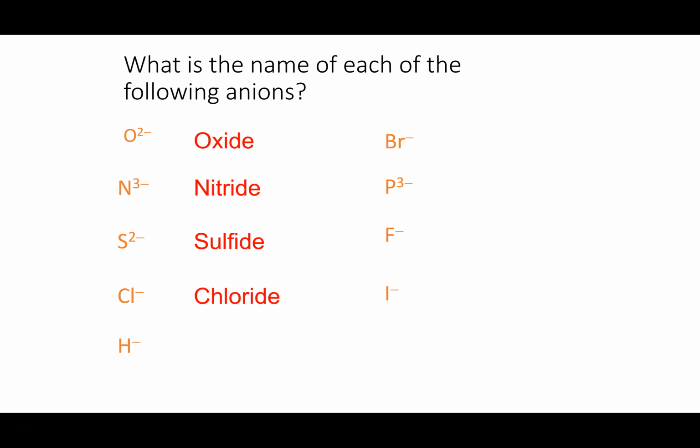So Kate, H stands for? Hydrogen. You don't keep much of the name, just the first part. Hydride. We're back to you, Jasmine. What's Br stand for? Bromine. Yep. So keep the first part and bromide. Perfect. And what's P stand for? Phosphorus. Yep. So phosphide. Very good.